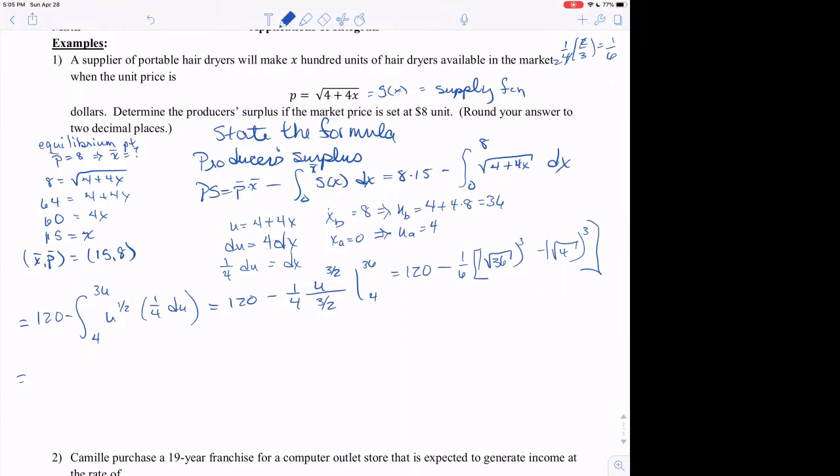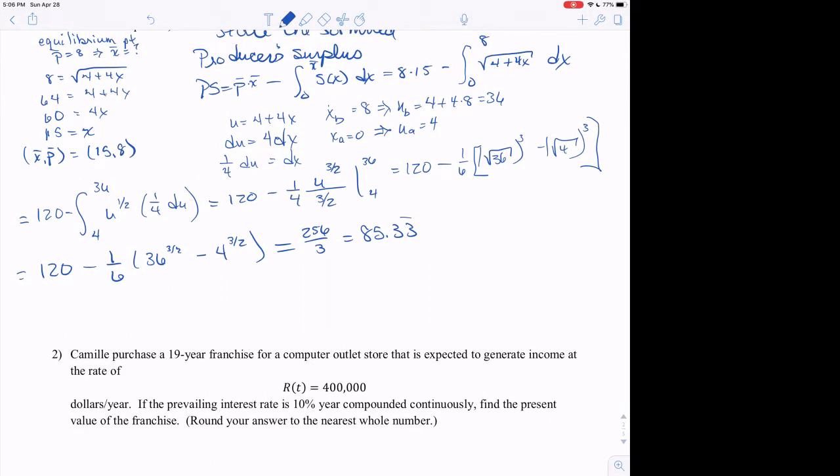Now, actually, what I did is I wrote it like this. I did 120 minus 1/6, 36 to the 3/2 minus 4 to the 3/2, and I put that in my calculator. And what I came out with was 256 over 3, or 85.33 with a bar on it. So you could go through, and I could go through all this arithmetic, but it's wanting it rounded to 2 decimal places, so I just stuck it in my calculator. All right? And what I actually did is I got this answer, and then I hit the frac key to get this answer. So here I hit the frac key.